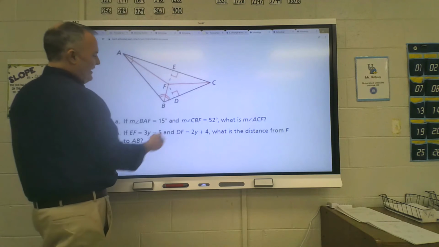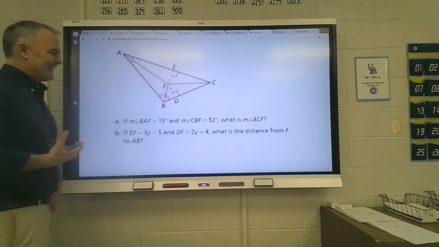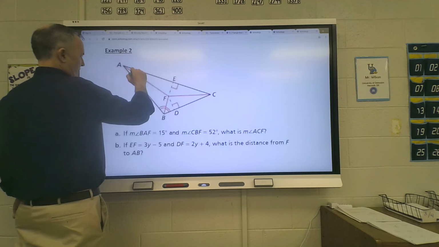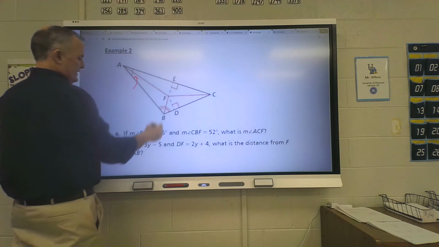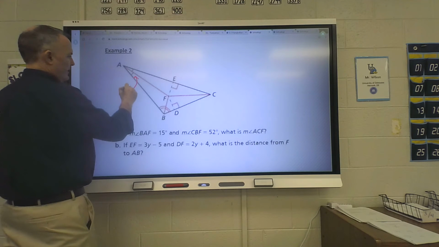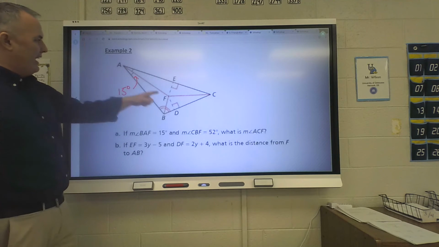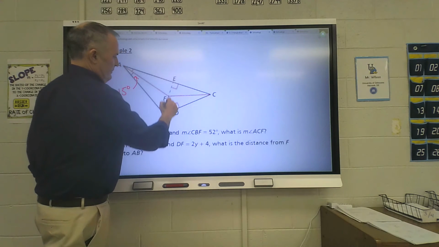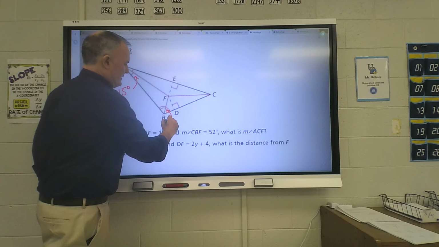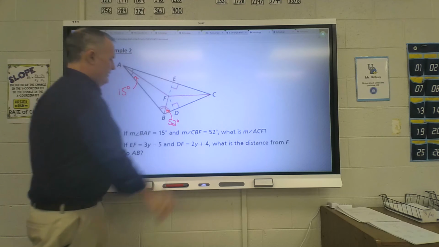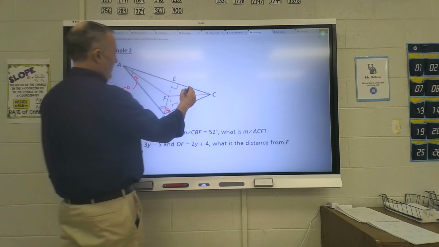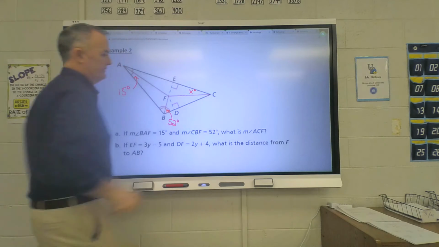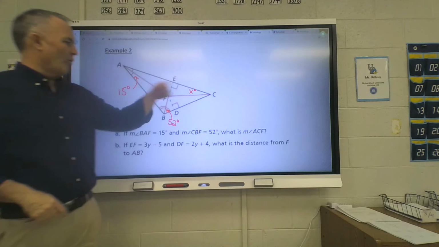So if we're given information in a word problem, the best thing to do is to add it to our diagram. So we're going to make this 15 degrees, because it says BAF is 15 degrees. CBF, right here, this is 52 degrees. It wants to know the measure of ACF. It wants to know that angle right there, that angle right in the middle there.